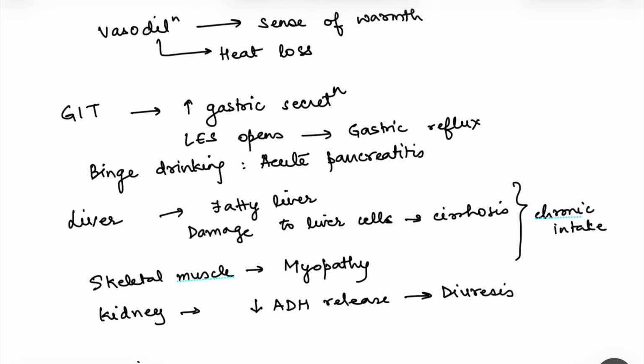Then GIT: there will be increased gastric secretion, so this will lead to gastritis, and the frequency of opening of the lower esophageal sphincter increases, so that leads to gastric reflux as well. So it is not advisable that a person who has peptic ulcer or gastritis should drink alcohol. Even though alcohol is not used for prescription, you will see many people consuming it, so you should advise these patients not to consume alcohol.